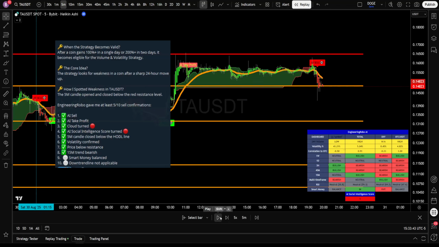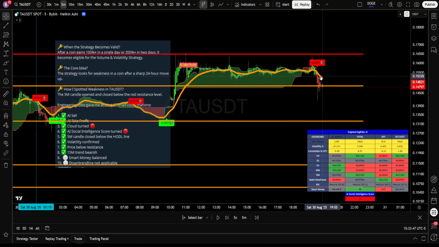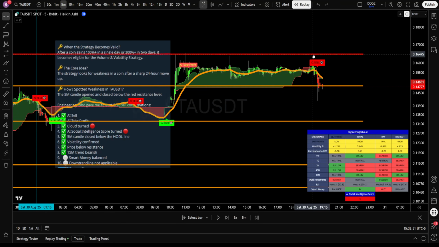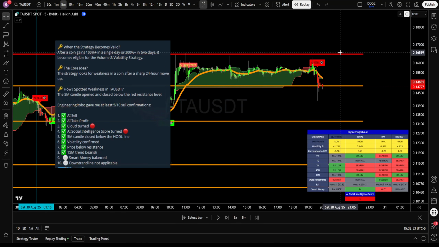Okay, we got a red cloud there. There we go. Okay. So we got our AI take profit. We got our sell signal. We got a red cloud. We're below HODL. We're below the resistance up here. This is current resistance, that red line right there. So there's 5 out of 10 right there. You could have taken your short as soon as this AI sell signal came in.